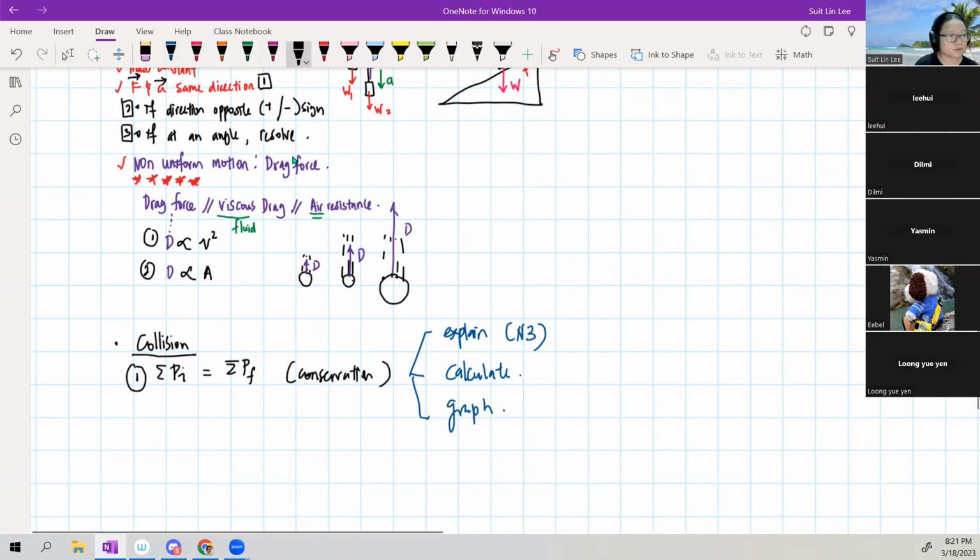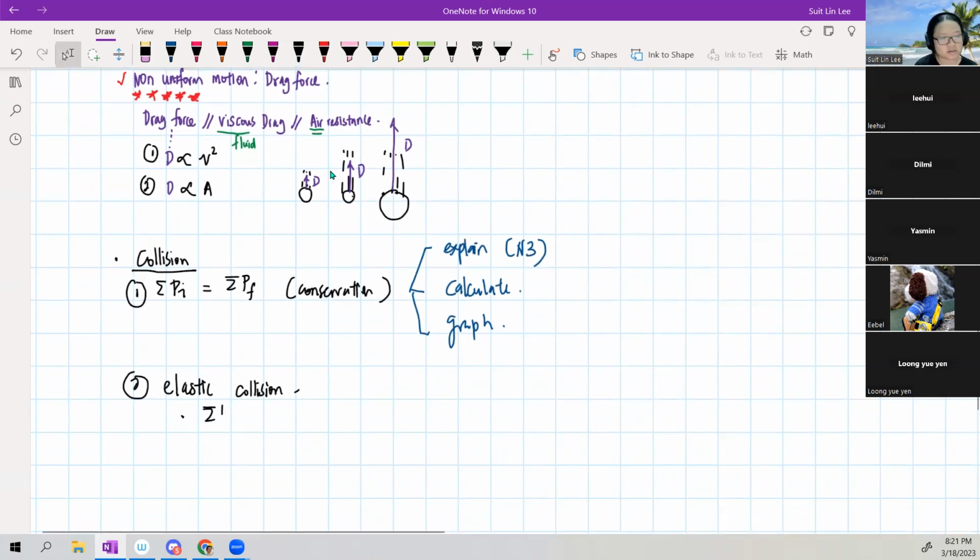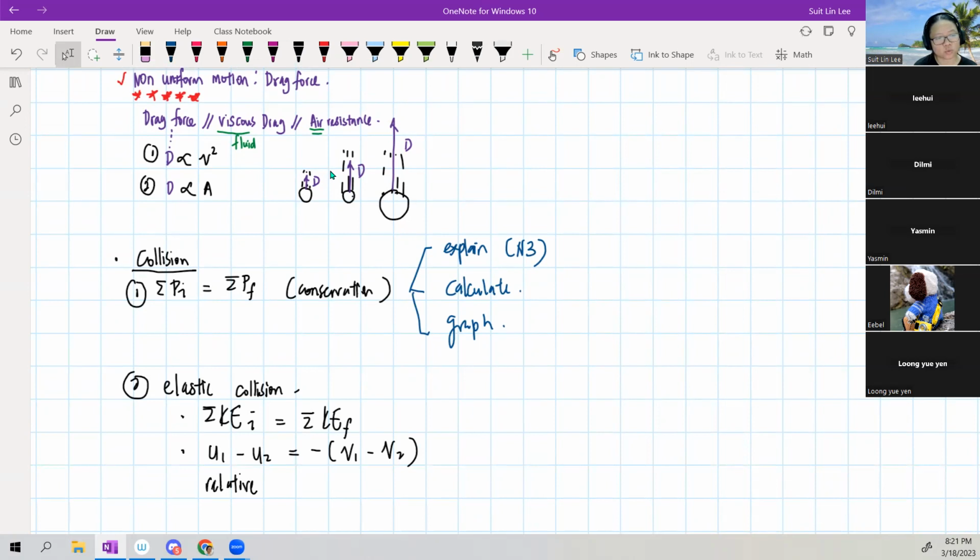Okay. And then number 2, you should be able to identify elastic collision. So elastic collision, the definition here is basically the sum of KE is also conserved. But there is also a quick equation where you can find the speed of approach and the speed of separation. So in words, this is the relative speed of approach is equal to relative speed of separation.